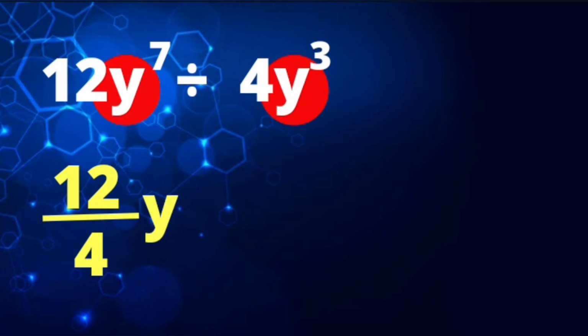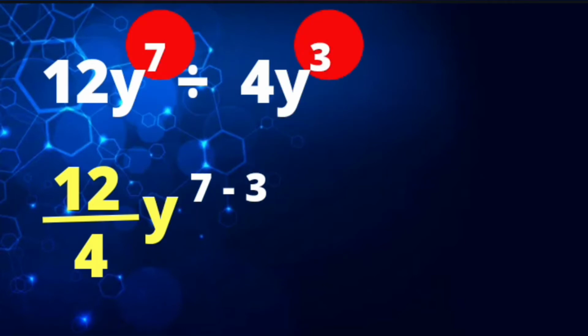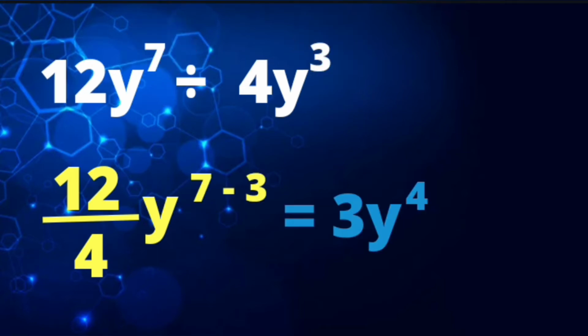The rule states that when you have the same base, simply pick one of the base and minus their powers. Next, we minus the powers, so we have 7 minus 3. 7 minus 3 is 4, and 12 divided by 4 is 3. So our answer will be 3y raised to power 4. I hope you understand this.